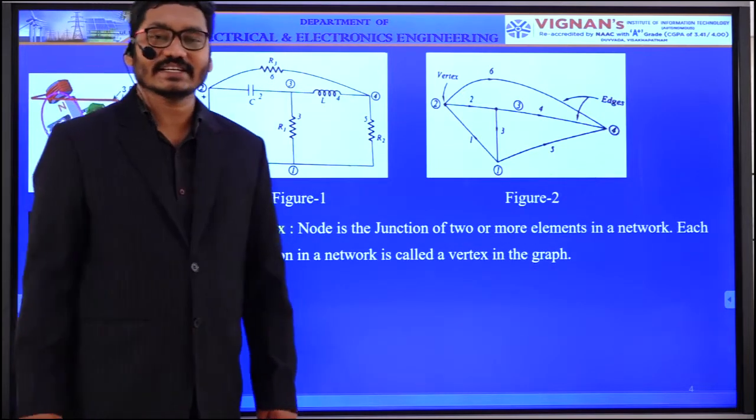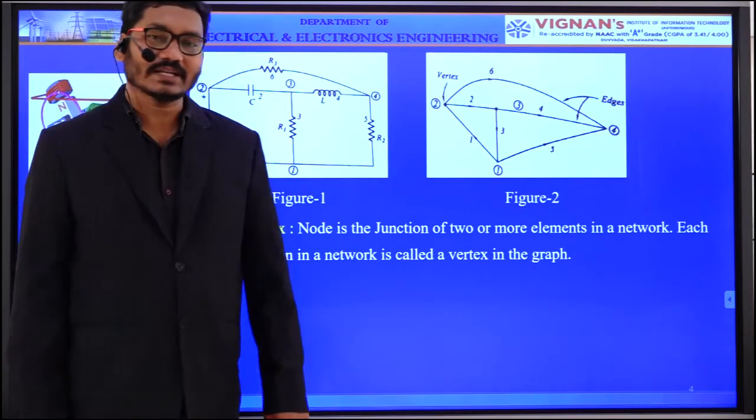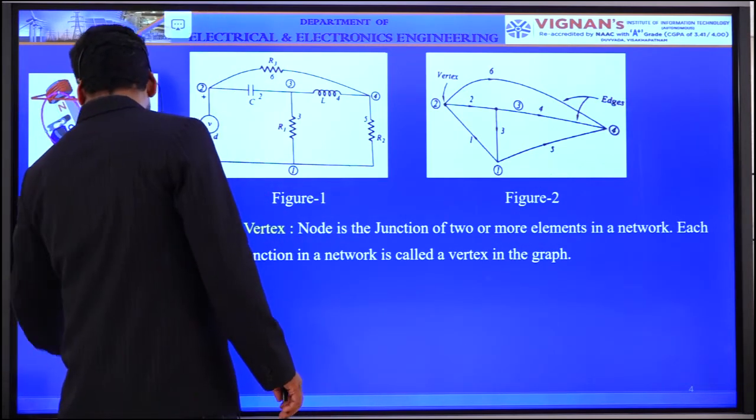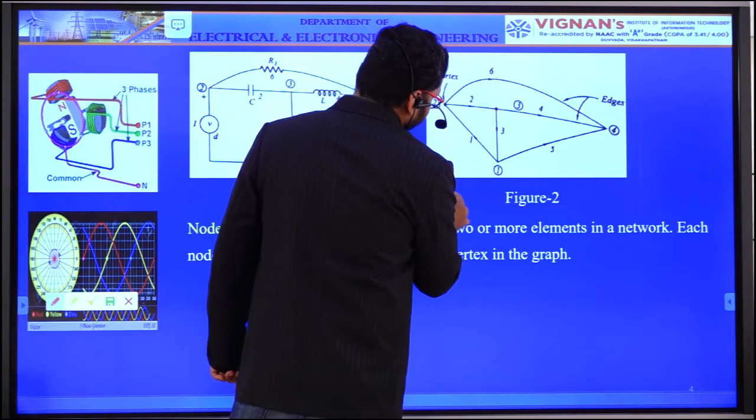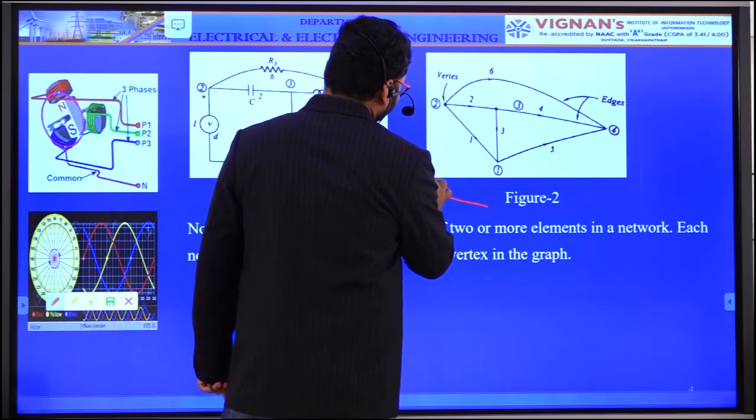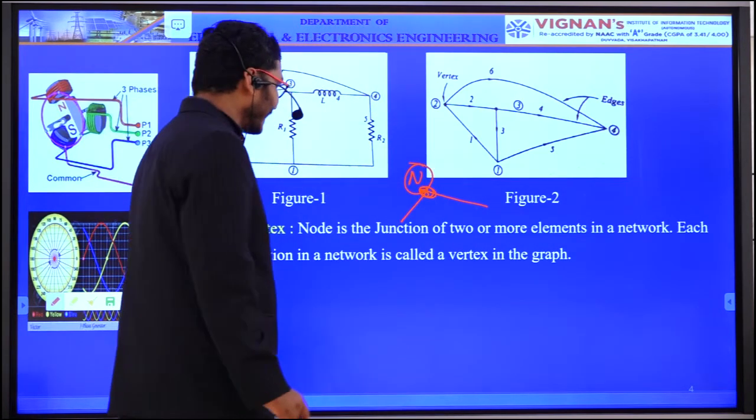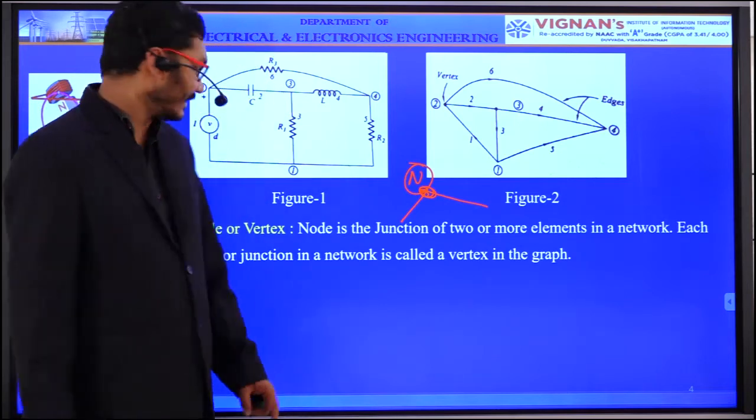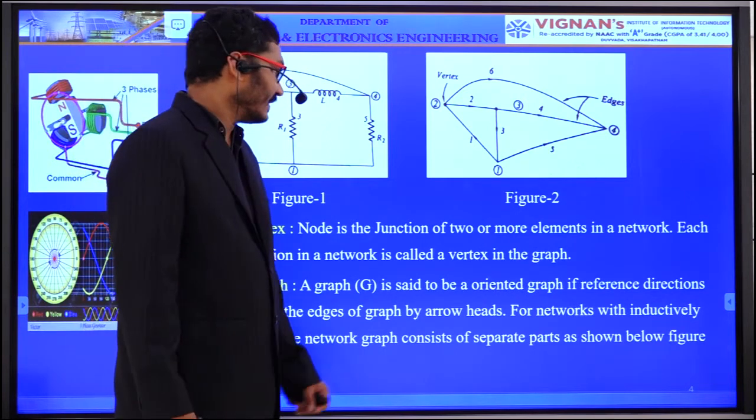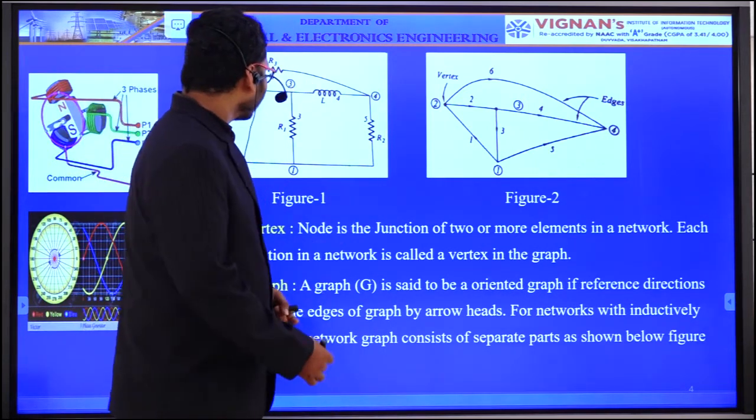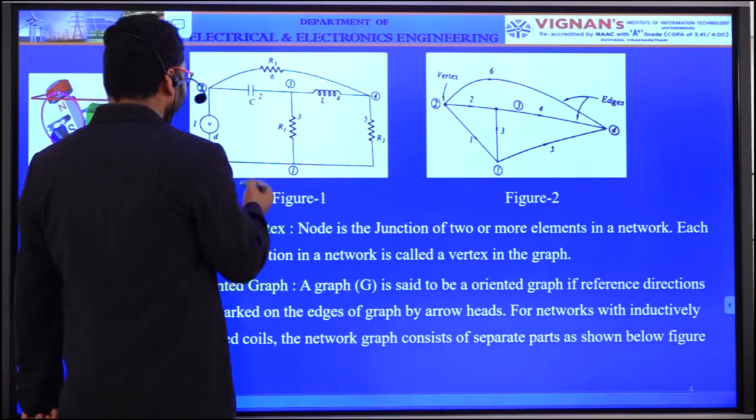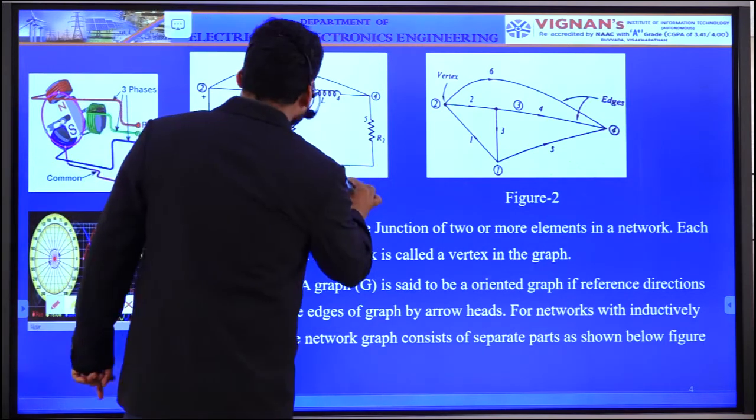A node is a junction point. It means any two branches can be joined at one junction. Suppose this is a node, this is one branch, this is another branch, and those are meeting at this point. This point we call the node or vertex. A node is a junction point. Next one is the oriented graph. Previously I told you about the graph. So for this network, what is the graph? Previously I have drawn it for this network. This is the graph.